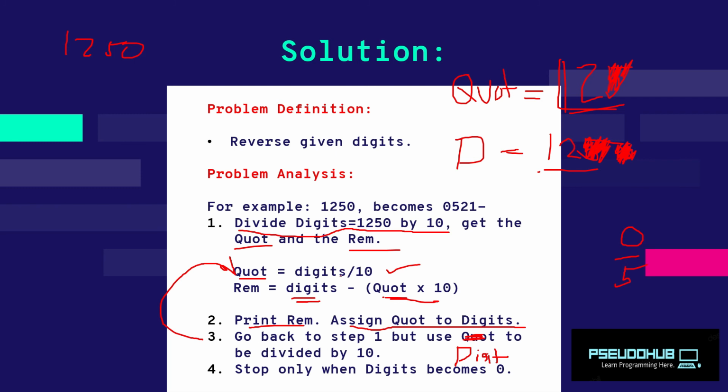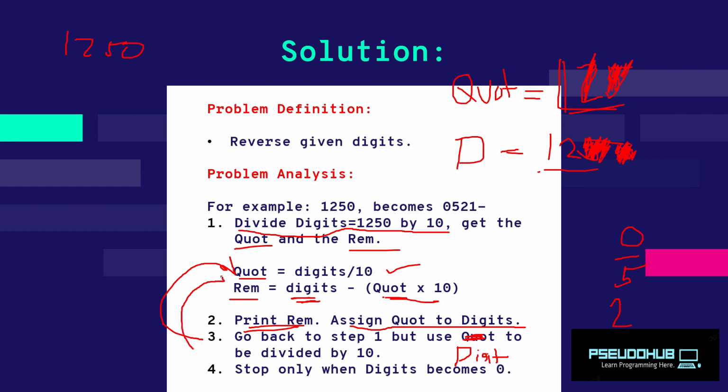Go back to step 1 again. So digit divided by 10. What is the digit now? 12. 12 divided by 10 is 1, right? 1. So below, it becomes 1. So 1 times 10 equals 10. What is the digit? 12, right? 12 minus 10 equals 2. So the remainder is 2. So print rem, we print rem, 2. Go back to step 1, but use digit to be divided by 10.